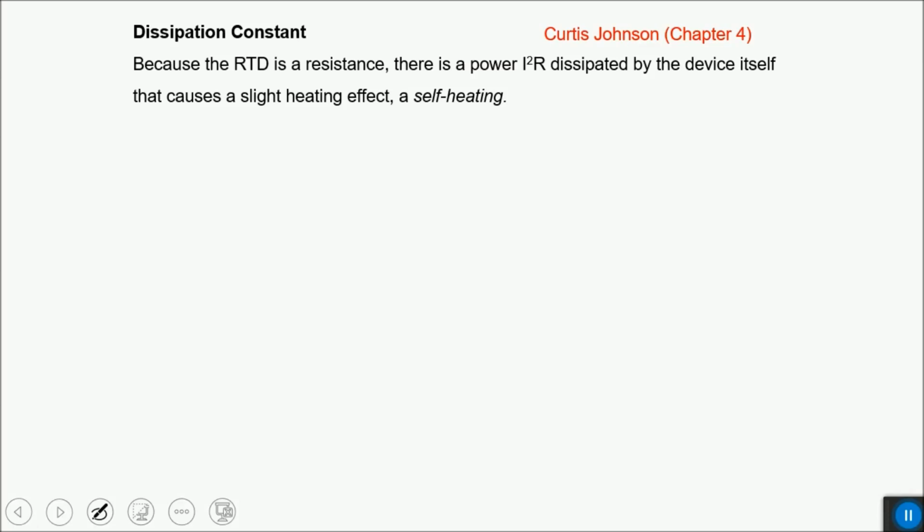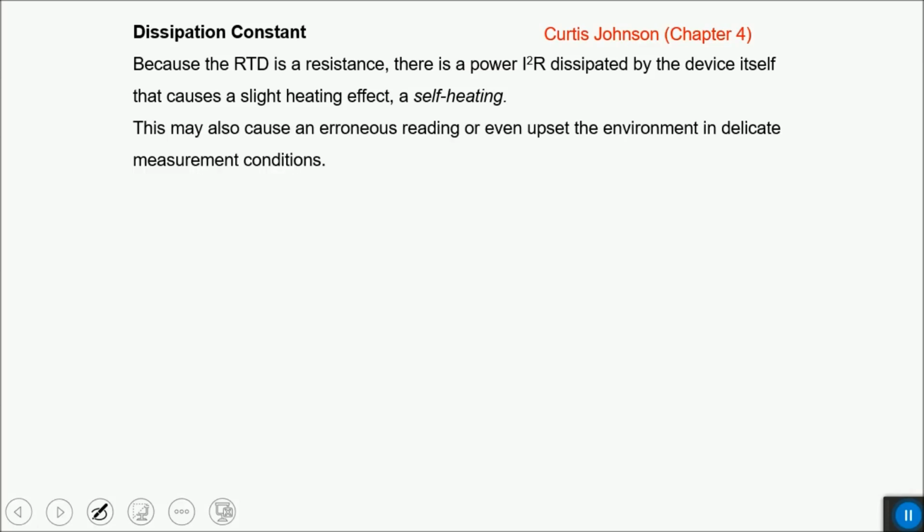And finally, one of the very important parameters that have to be considered while designing the signal conditioning circuits for RTDs, or in fact using RTDs for temperature sensing, is the dissipation constant. Because RTDs are a resistance, there is a power I square R dissipated by the device itself, and that power dissipation causes the device to self-heat. Slightly self-heat, but it does self-heat. And that self-heating may also cause an error in your temperature reading.